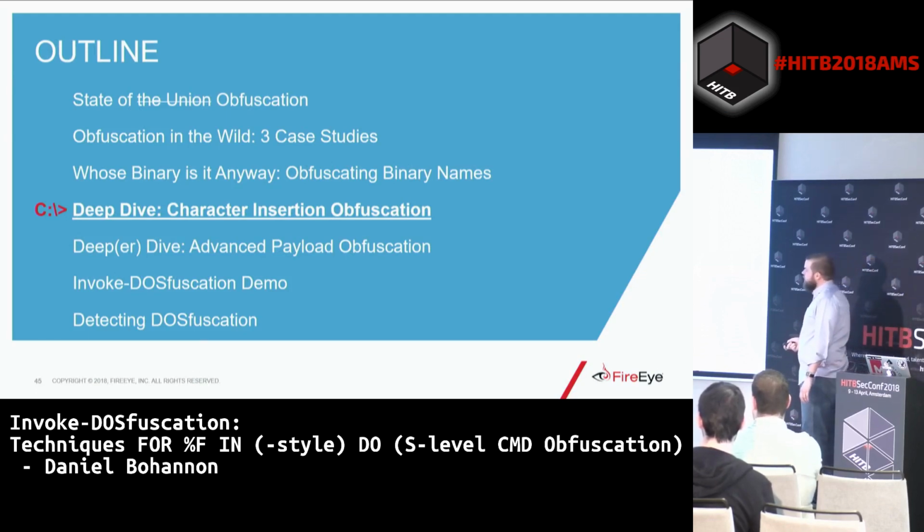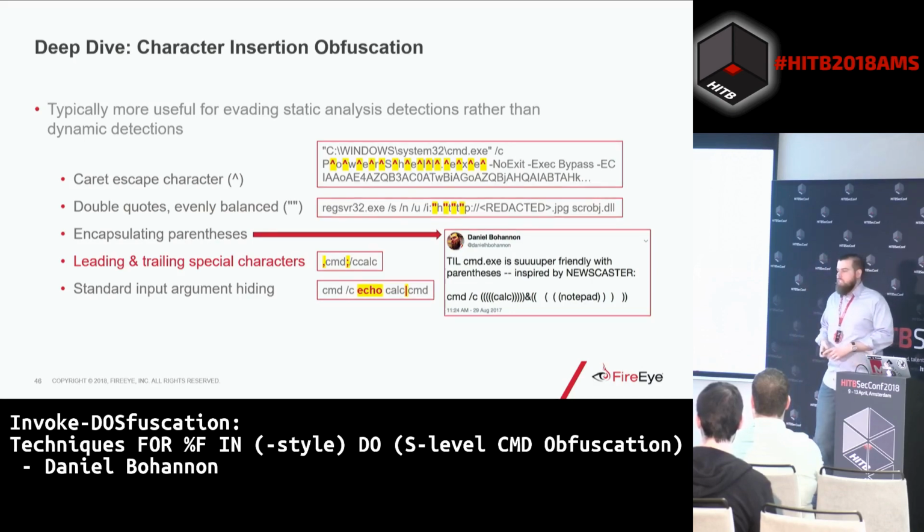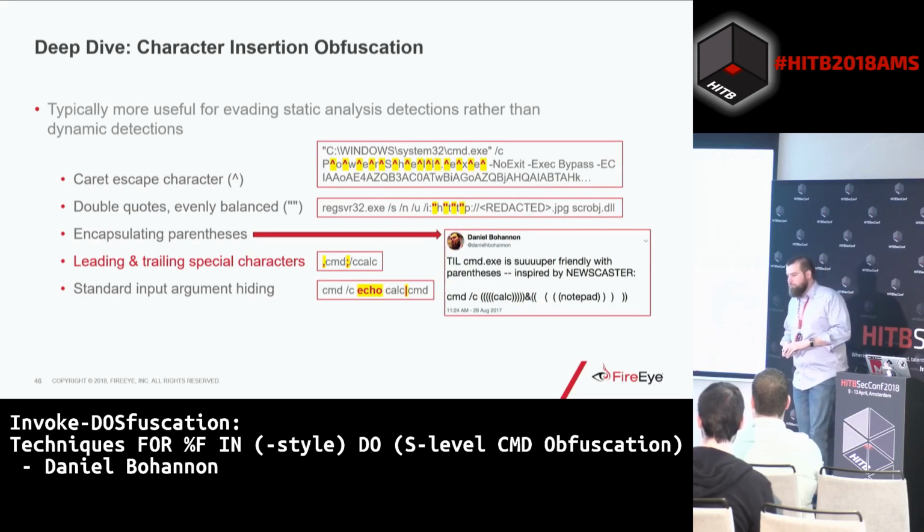Next, let's look at character insertion obfuscation. So the caret character, again, is probably one of the most commonly used obfuscation characters for cmd.exe. It's the escape character for cmd.exe. And if you escape something that has no escapable meaning, then it just is kind of a caret and nothing else, which is great for attackers because they can basically put carets in places to get around rigid detections that defenders might have. I mentioned APT32's use of double quotes. Again, it's far more flexible than the caret character.